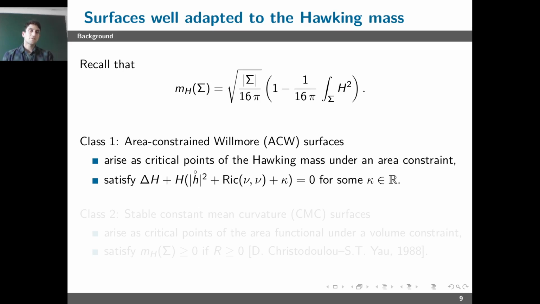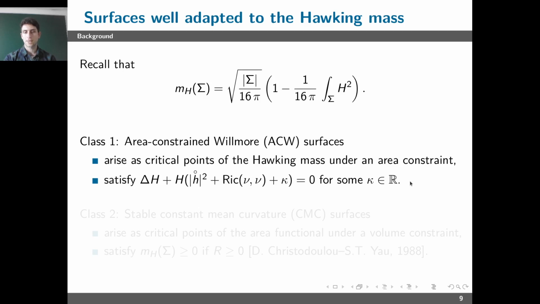And now, of course, this variational problem also comes with an Euler-Lagrange equation, which is that the Laplacian of the mean curvature, plus the product of the mean curvature and the length of the trace-free second fundamental form squared, plus the Ricci curvature of the outward normal nu, plus some Lagrange parameter kappa coming from the area constraint, is equal to 0. And what I would like you to notice right now is that this equation over here is 4th order.